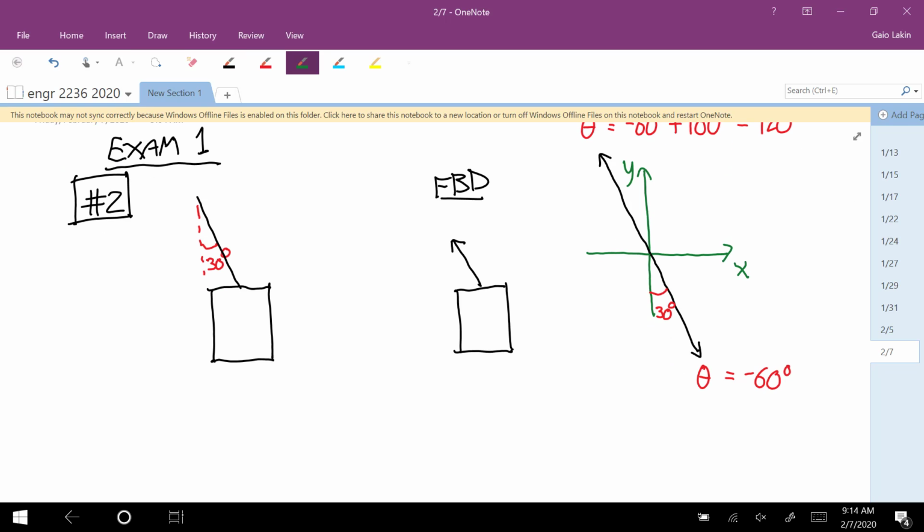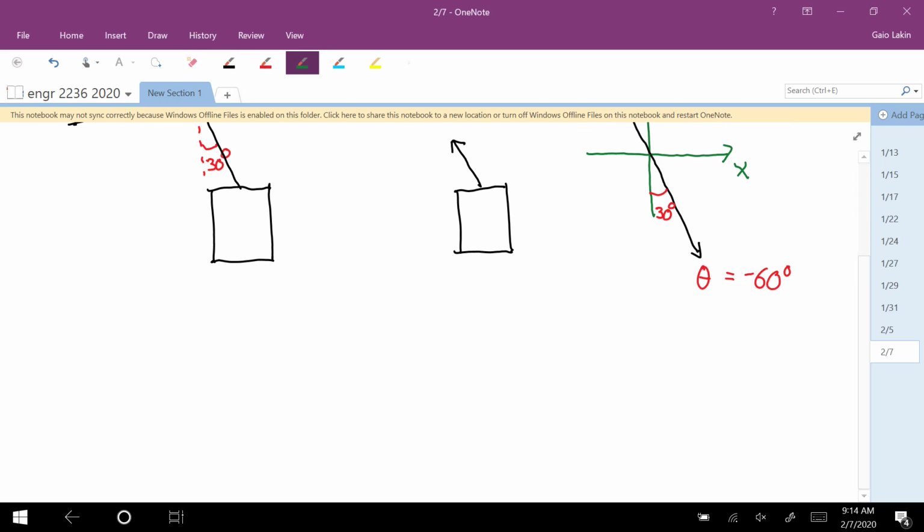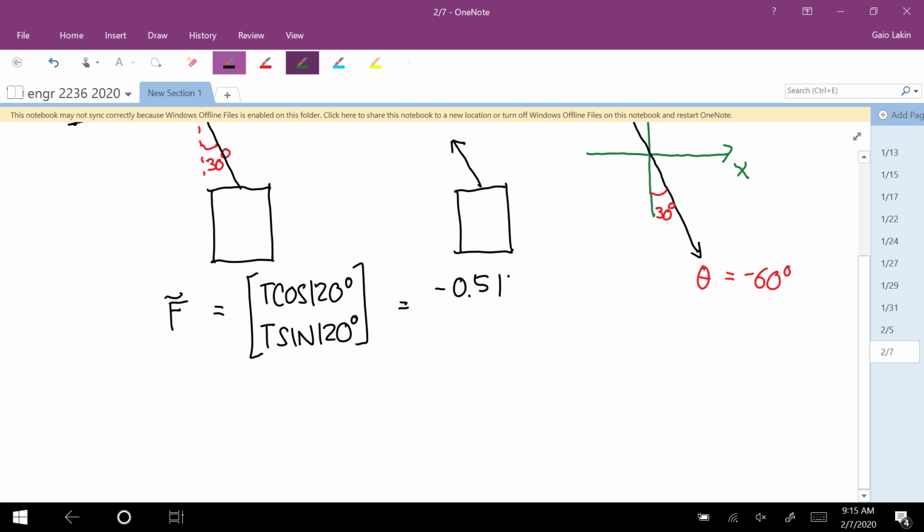And we're saying that the tension is T. So this force vector is T times the cosine of 120, T times the sine of 120. And so that's -0.5 T, positive 0.866 T. Any questions about that? Okay, and then anybody want to see number 3?